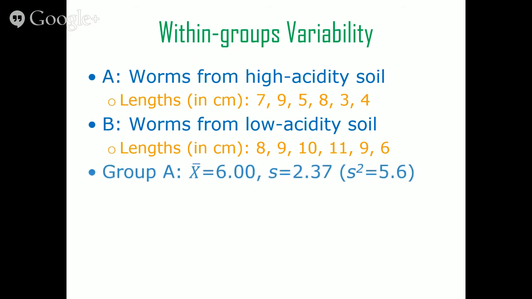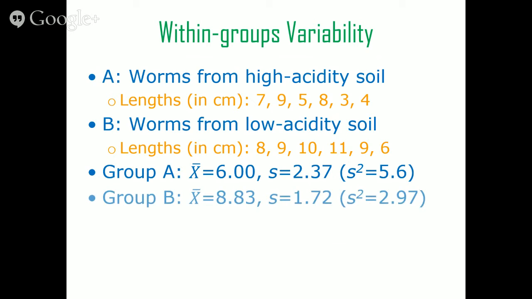And you can look at the variability. So group A, if you punch that into Excel like I did, or R, or just work it out by hand, the mean of that first group is 6 centimeters. The standard deviation is 2.3 centimeters, and the variance is 5.6. Well, squared centimeters, though we don't usually talk about the units for variance. It's just kind of abstract. Group B has a larger mean, so the worms are longer on average, which you can see just by looking at the numbers. 8.83 centimeters, the standard deviation is 1.72, a little smaller than the other one, and the variance is 2.97.